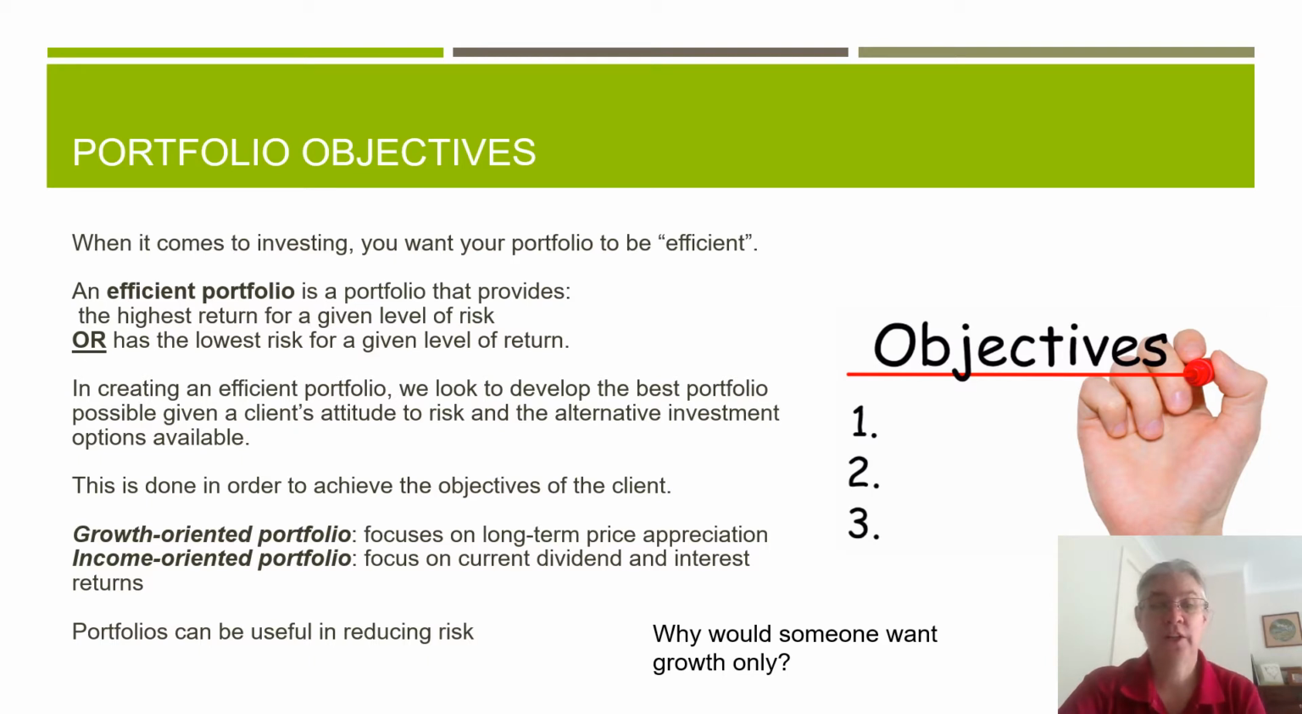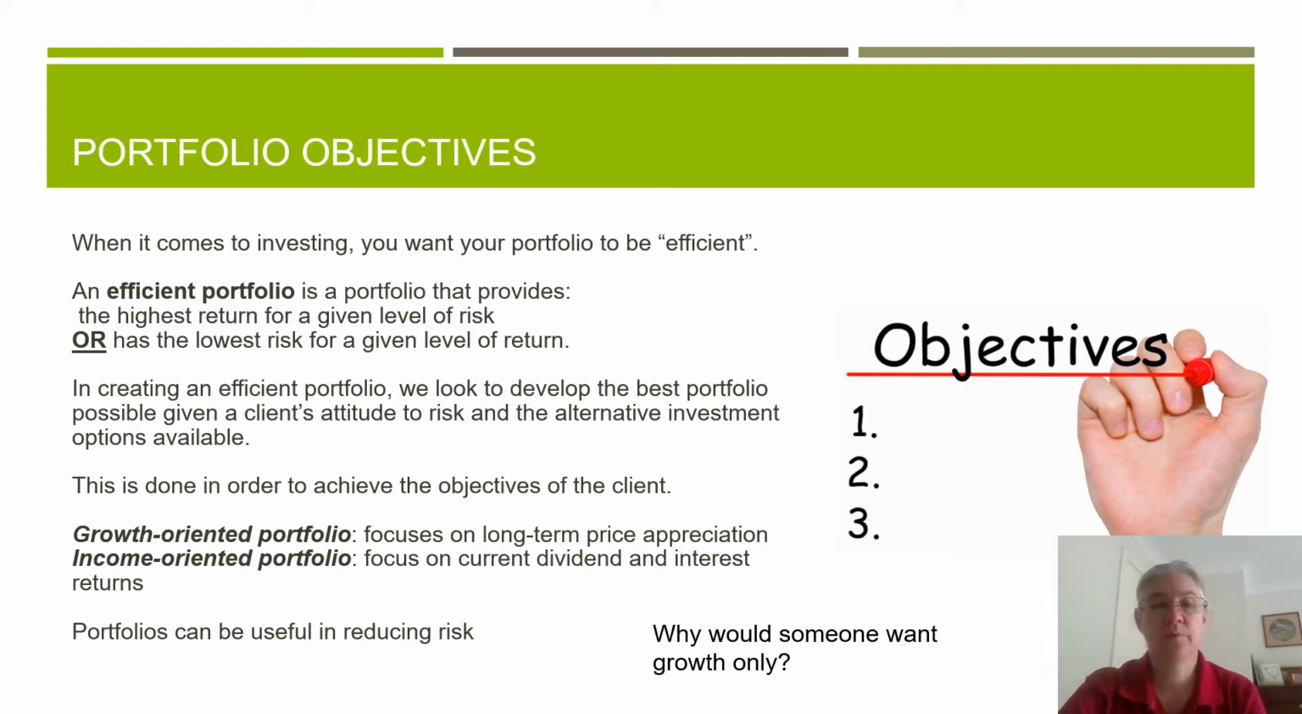We want our portfolio to be efficient. So that means we either want to get the highest possible return we can for the given level of risk, or we want the lowest risk for the given level of return. So opposite, swap it around. So when we're creating our efficient portfolio, we look to try to develop the best portfolio given the client's attitude to risk and all the different options available. So we're trying to achieve the objectives and the goals of the client. So what are their goals?